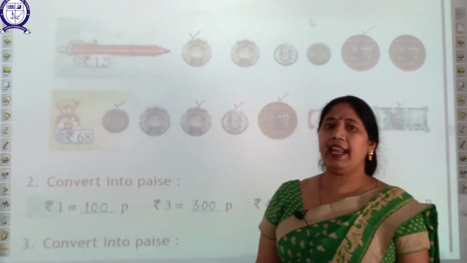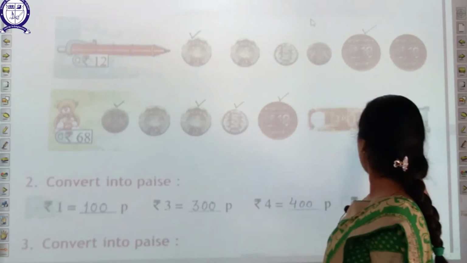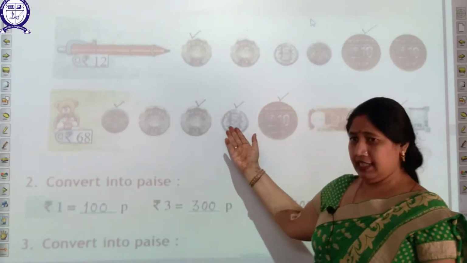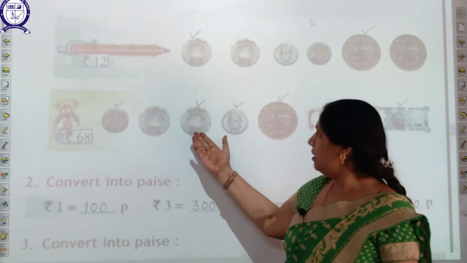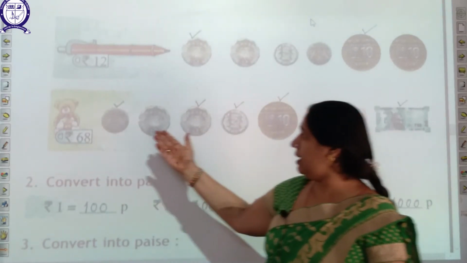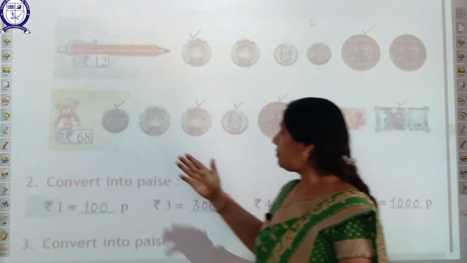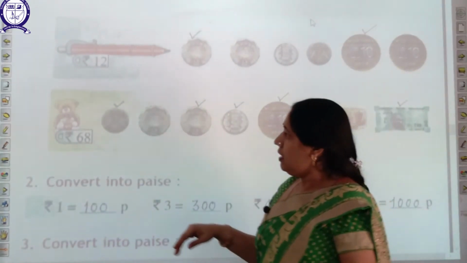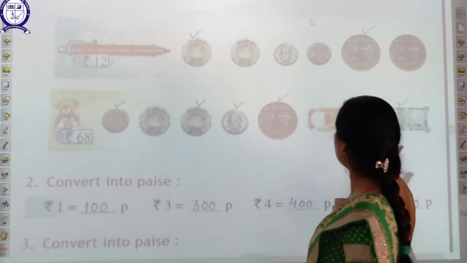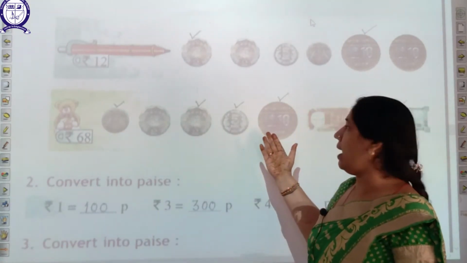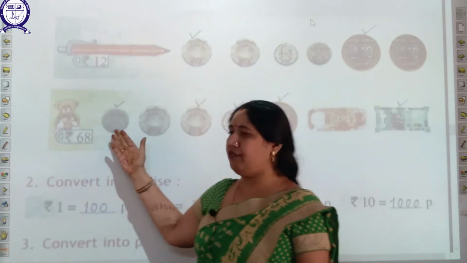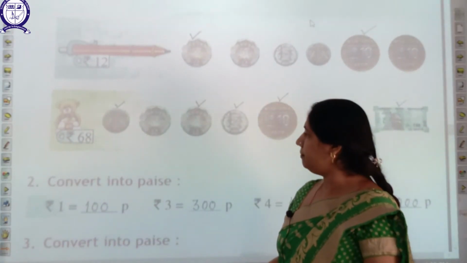For 68 rupees. So here 50 plus 10, 60. 60 plus 5, 65. 65 plus 2, 67, and 1, 68. So 68 rupees is equal to 1 50 rupee note, 1 10 rupee coin, 1 5 rupee coin, 1 2 rupee coin, and 1 1 rupee coin.